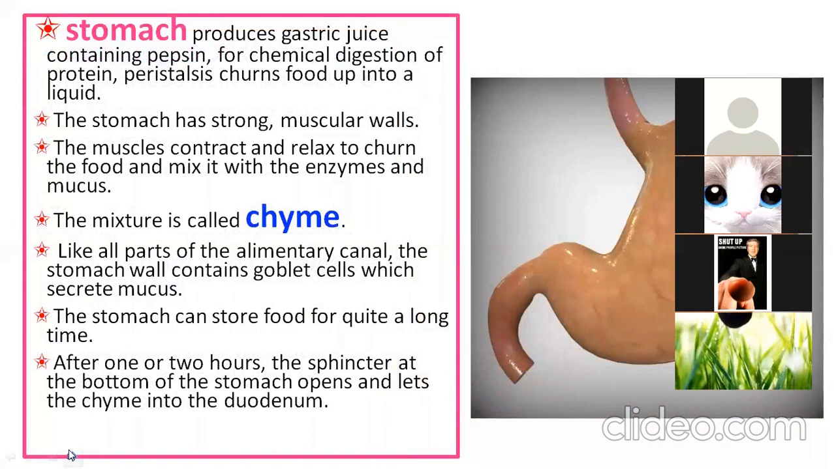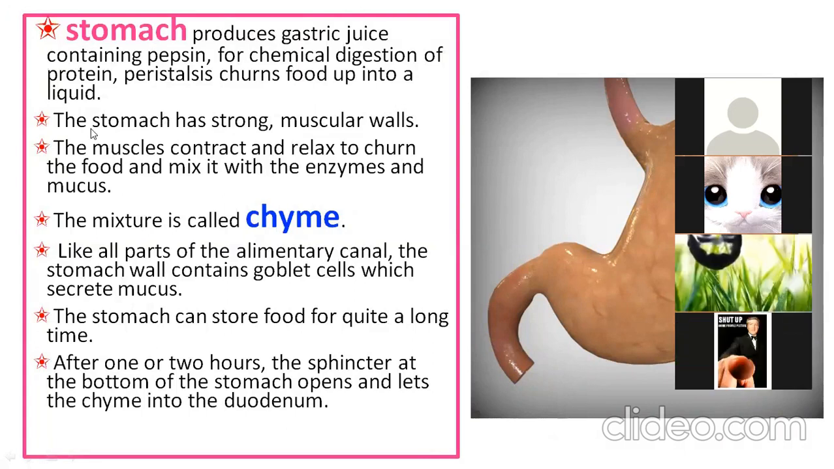Now, the stomach produces gastric juice containing pepsin for the chemical digestion of protein, and peristalsis turns the food into a liquid. The stomach has a strong muscular wall, so the muscle contracts and relaxes to churn the food and mix it with the enzyme and mucus. Now, the mixture is called chyme. The liquid food that came from the stomach is called chyme. Like all parts of the alimentary canal, the stomach wall contains goblet cells, which secrete mucus.